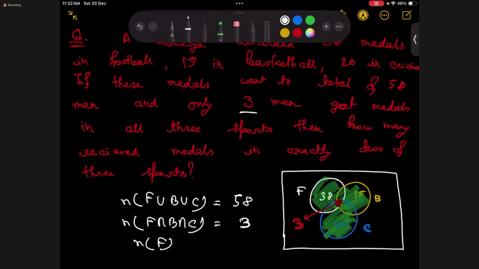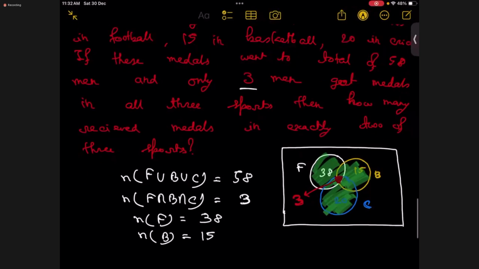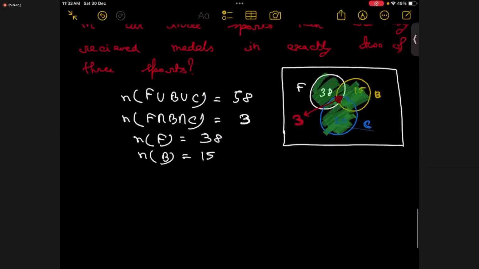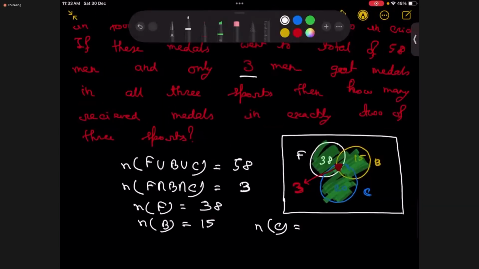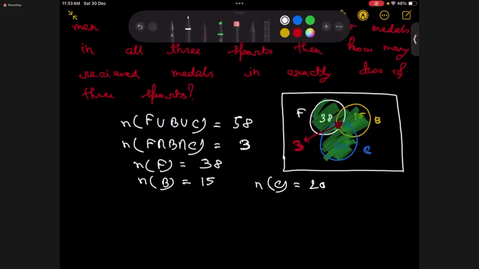n of F equals 38. n of B equals 15, and n of C equals 20. Okay, so what do I need to find? Geometrically we need to find, let us take a different color so that we can understand it properly.